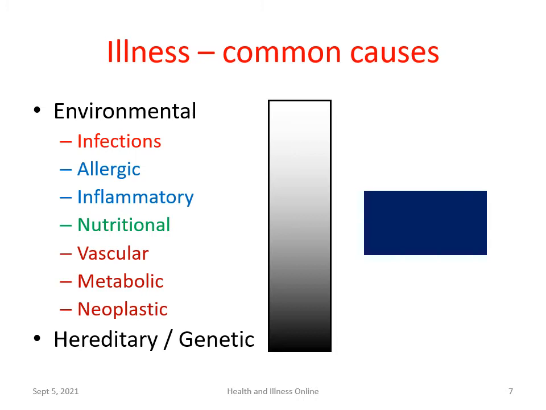For example, an environmental illness could be a road traffic accident. One does not have to be genetically predisposed to have a road traffic accident, or a person who falls off from a building, for example. Those sorts of accidents are totally environmental.